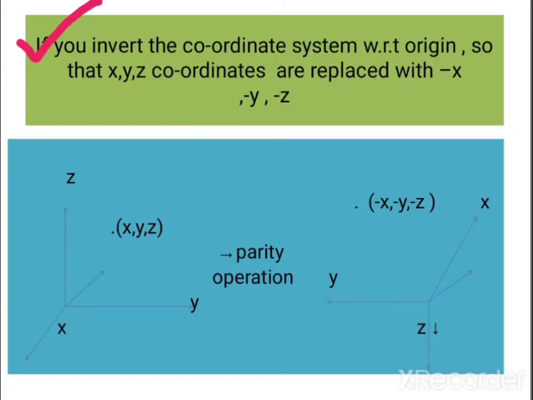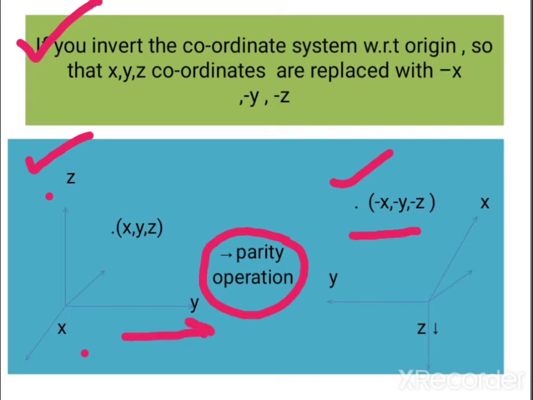Here, if you invert the coordinate system with respect to origin so that xyz coordinates are replaced with -x, -y and -z, you can see in both the diagrams the x-axis, y-axis and z-axis. After the parity operation, or we can say space reflection, the axes are inverted, and now from origin it's -x, -y and -z. You can see that in this figure the y-axis is in this direction.